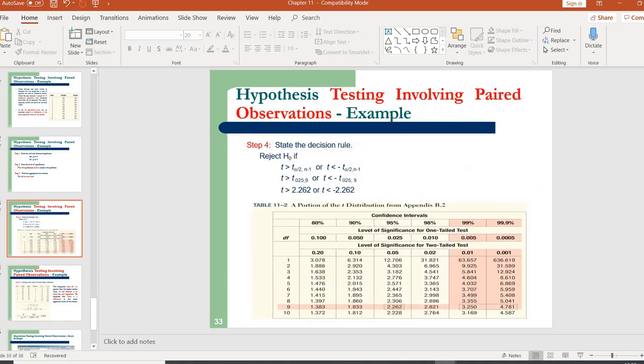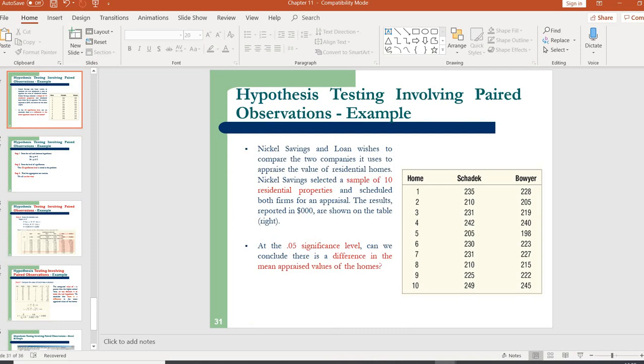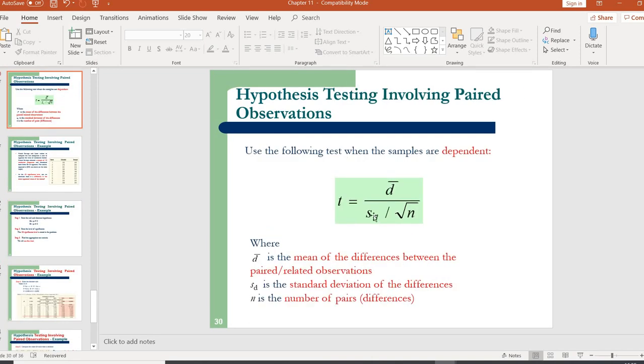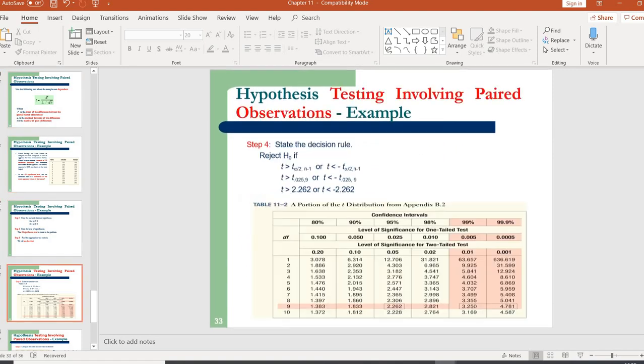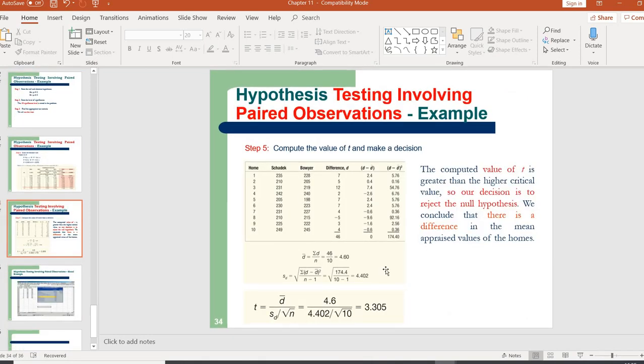After you have calculated the mean, remember in the formula here we have the standard deviation of the differences. So we would like to calculate the standard deviation of the differences. And remember, to get the standard deviation is just the square root of the variance. So we can go through the variance and get the standard deviation.